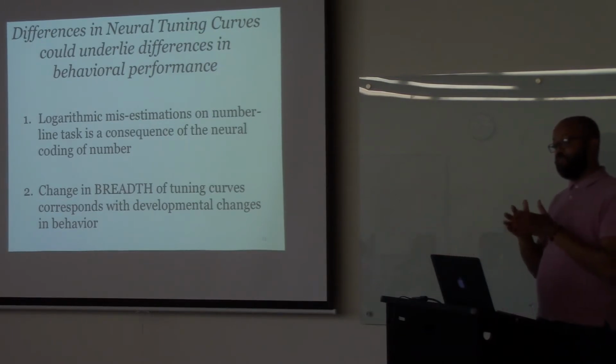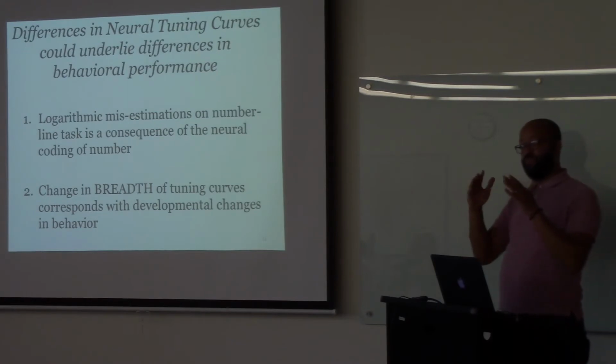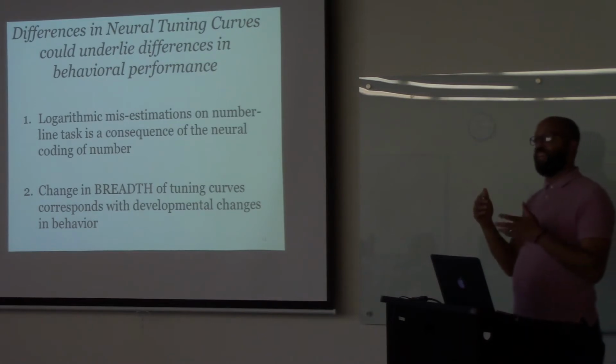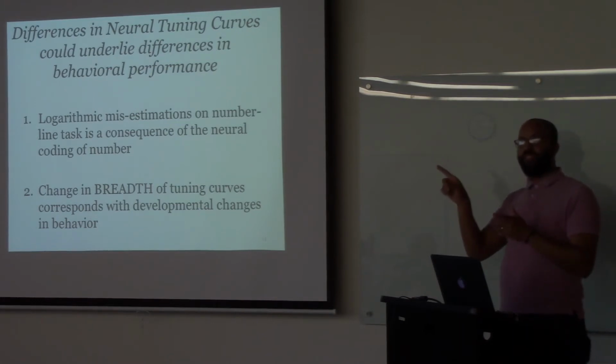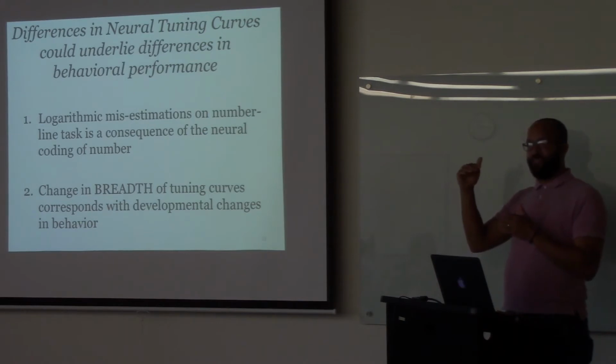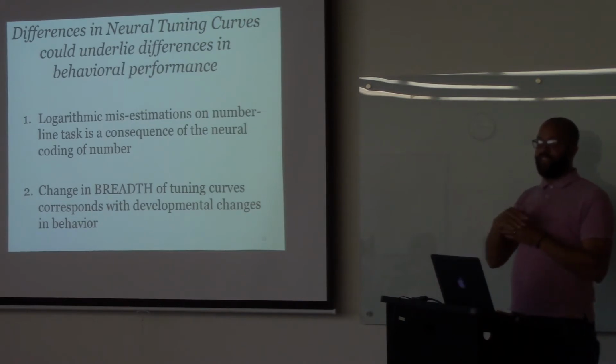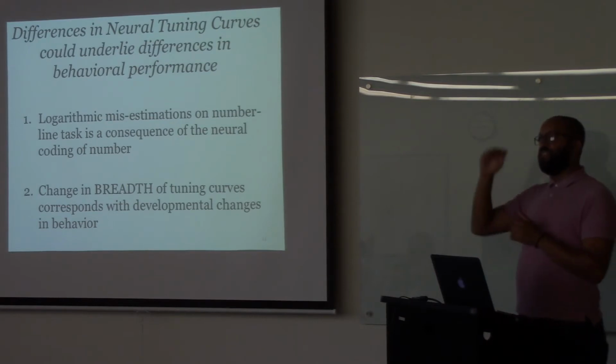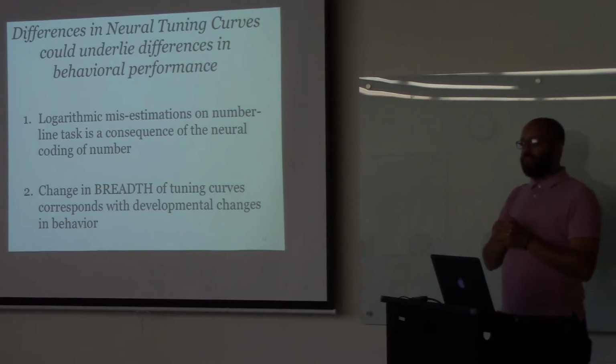And the change in the breadth, going from really broad to relatively narrow tuning curves, corresponds with the developmental change where they improve their performance on this task. They still make overestimations on average, but they make them much smaller. And so you can see that change from the kindergartners to the first graders to the fourth graders or adults as partly being driven by these changes in how they are able to represent number in the number area.